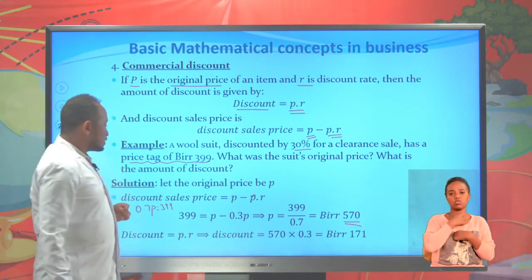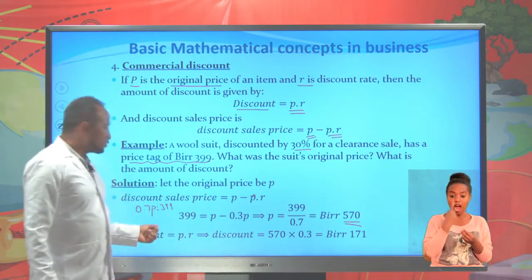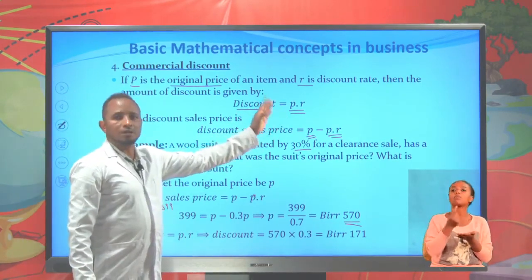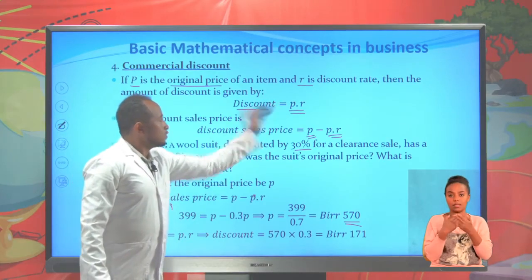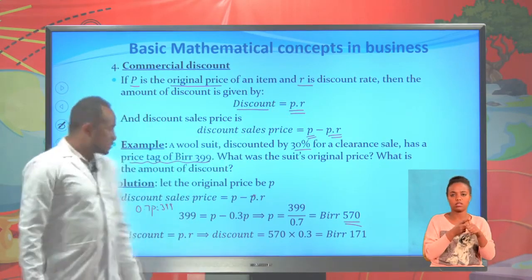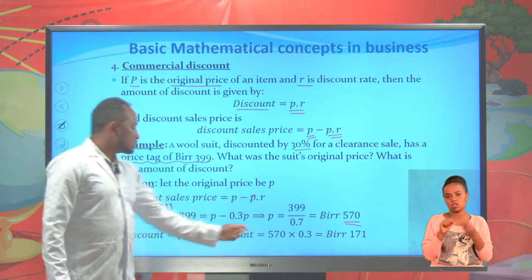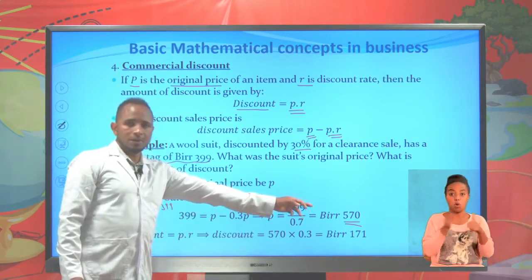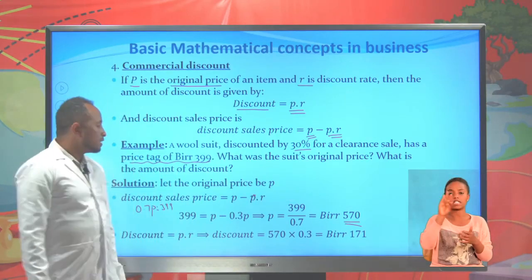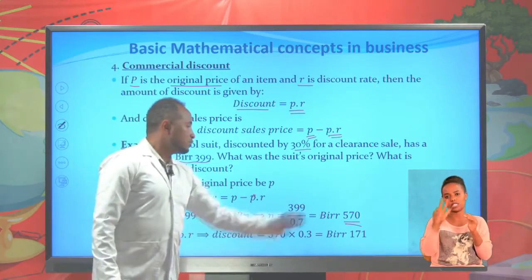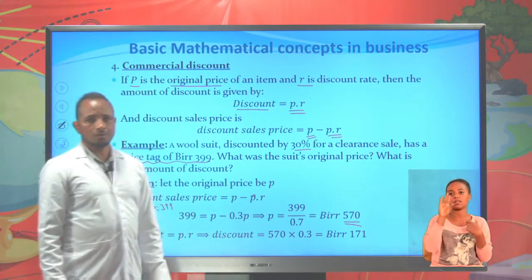Okay, in addition to this, we are asked to find the amount of discount. The amount of discount is given by multiplying the original price with the discount rate. So discount is equal to the original price times the discount rate. We have found the original price to be 570, times the discount rate, which is 0.3. When you multiply these two, you get 171.